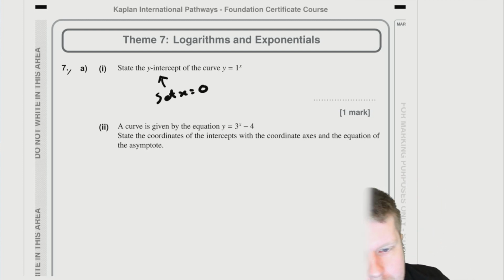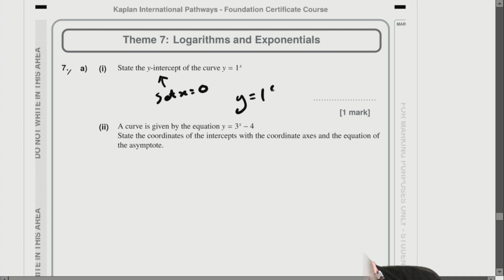Okay, so in this case I just set x to be 0, so I get y is equal to 1 to the power of 0. Anything to the power of 0 is just 1. So as a result, the y-intercept is just 1.